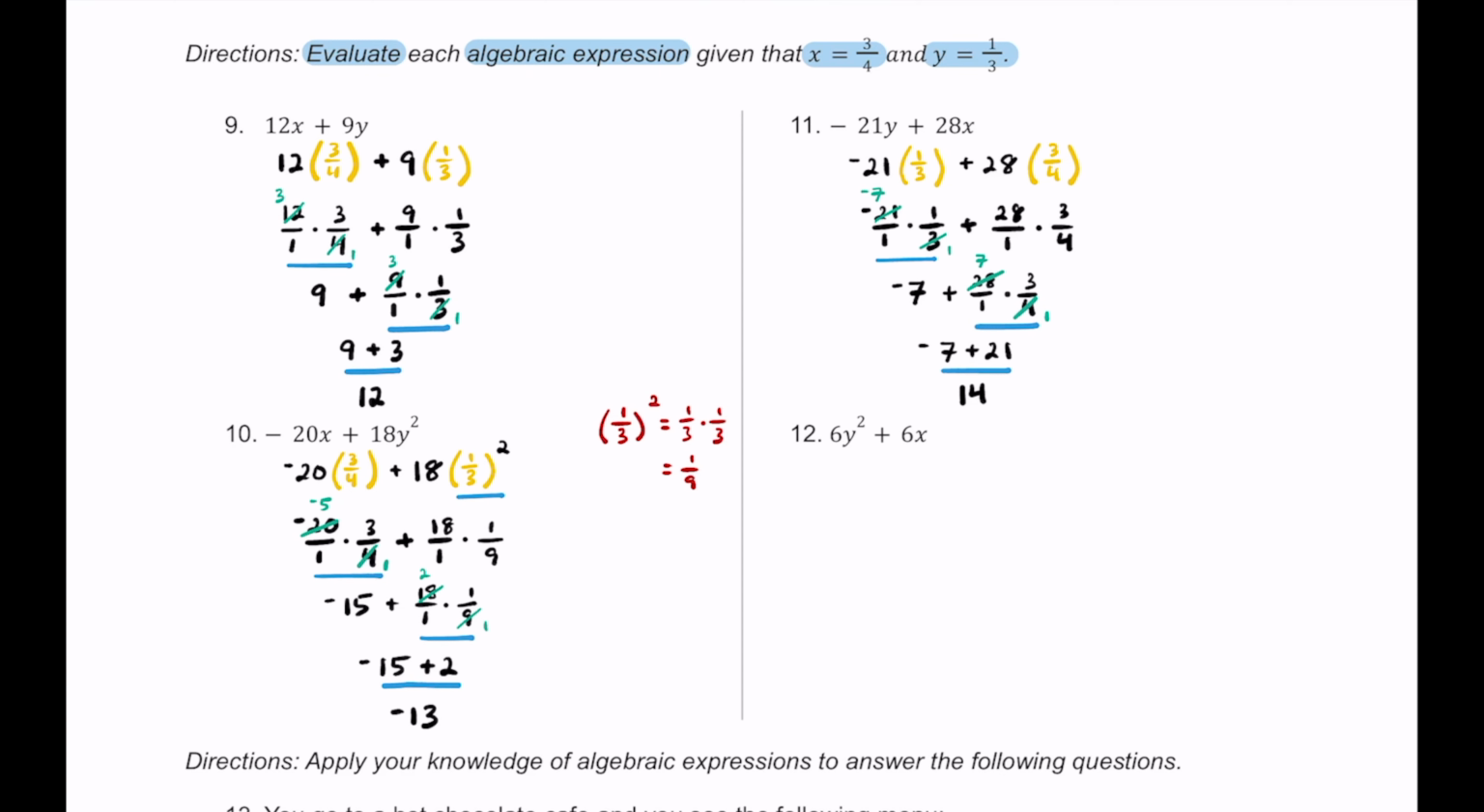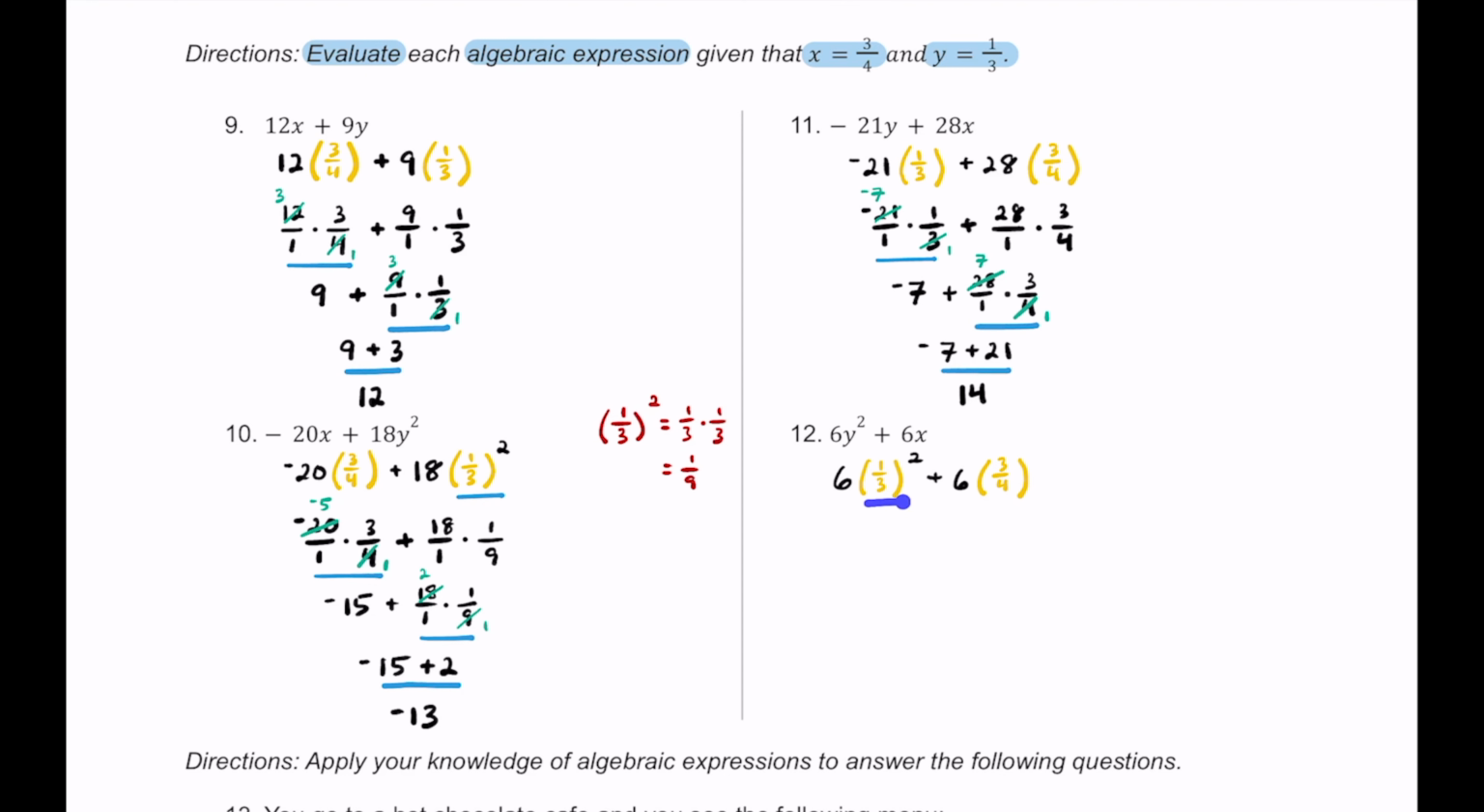Okay, here's number 12. For number 12, we have 6y squared plus 6x. So this is going to be 6 times whatever y is squared, but it's just the y that's being squared, right? Not the 6. So this 1/3, that's y, and that's being squared. And then plus 6 times whatever x is. Now it looks like x here is equal to 3/4. So let's plug in 3/4. Okay, so we have a few different things to do here. We have multiplication, we have a power, we have addition, and we have multiplication.